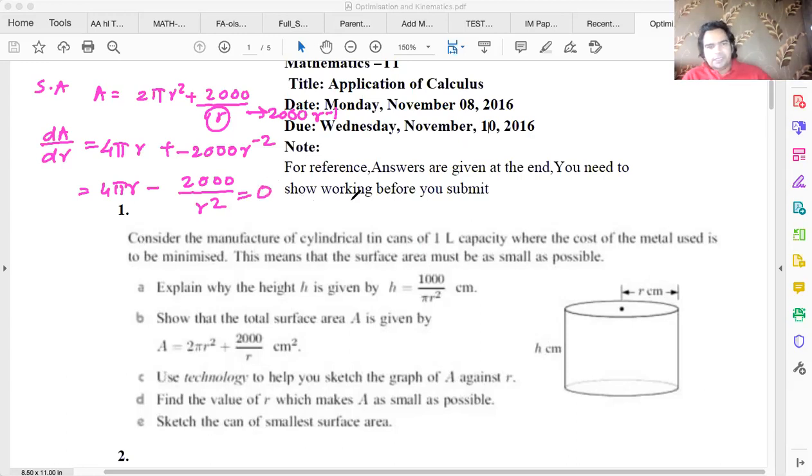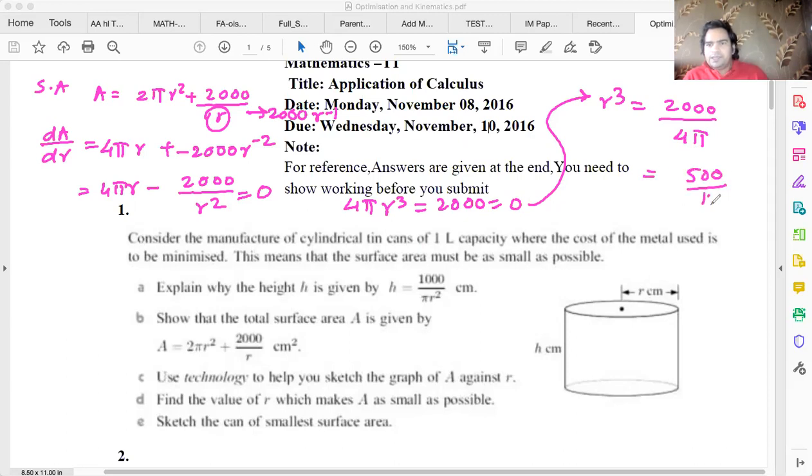So what we get is 4 pi r cubed minus 2000 equals 0. That gives us r cubed equals 2000 over 4 pi, and that is nothing but 500 over pi, and that gives us r is cube root of 500 over pi. So the radius is going to be 5.41 centimeter according to this result.